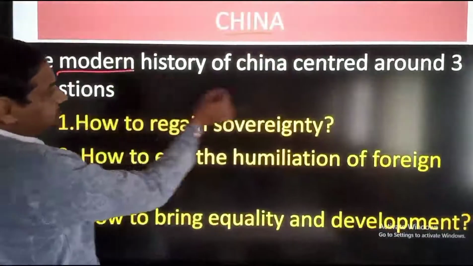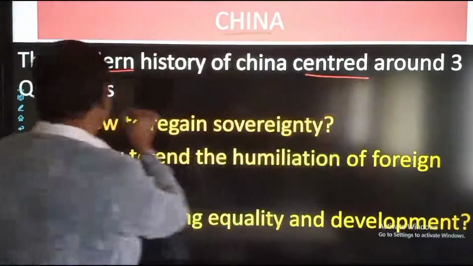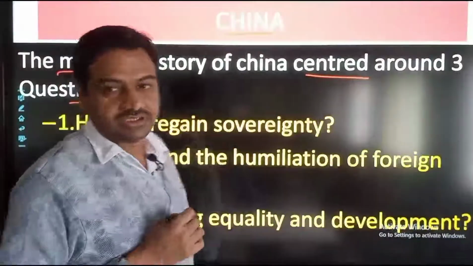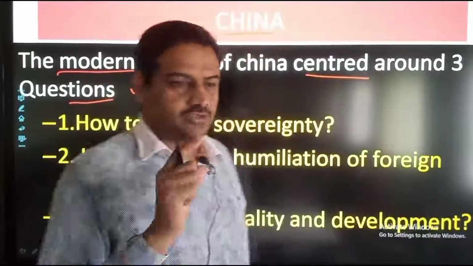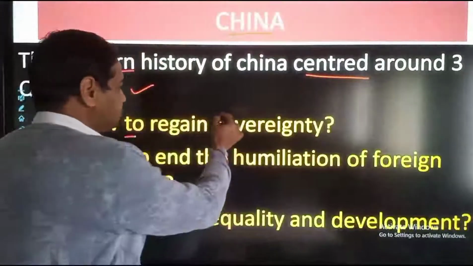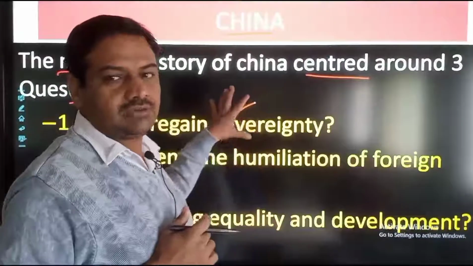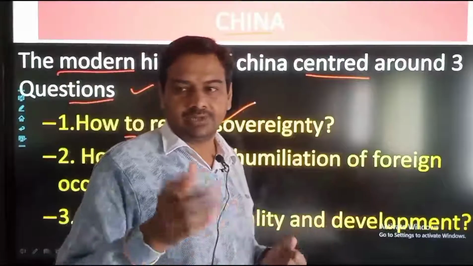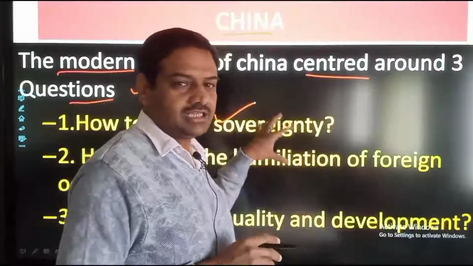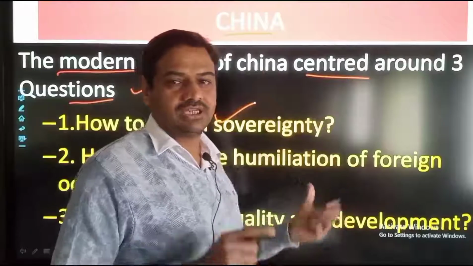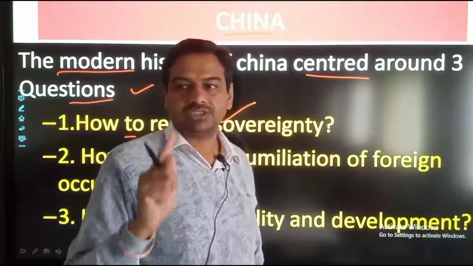The modern history of China centered around three questions. So there were three basic questions in front of China. First of all, how to regain sovereignty. Means China was colonized by other powers like Japan and Britain. So how it can get independence and become a sovereign state. That was the first question in front of China.